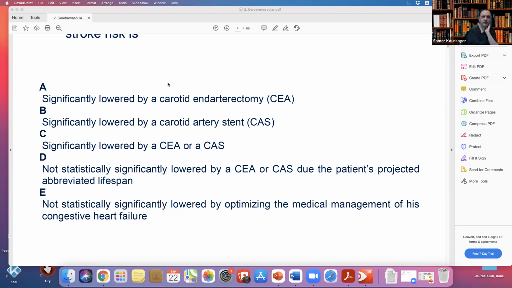Correct. Yeah, because everything else is off. The last one is wrong because they improve with the medical treatment. We said no treatment, no surgical stenting, but still you have to treat him medically. So they benefit from optimized medical management and his congestive heart failure also.